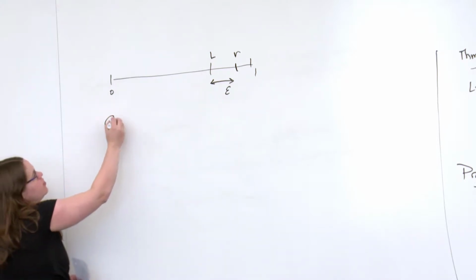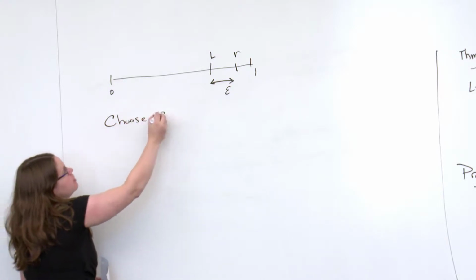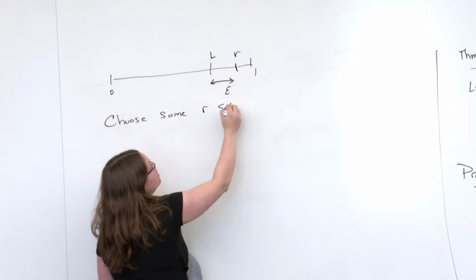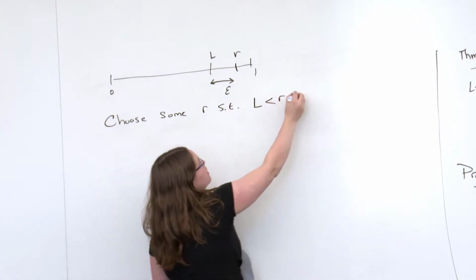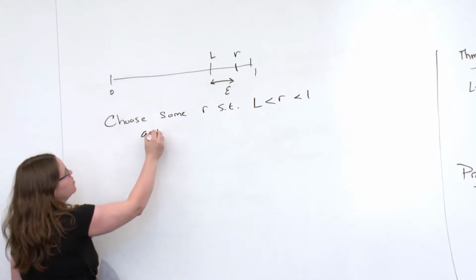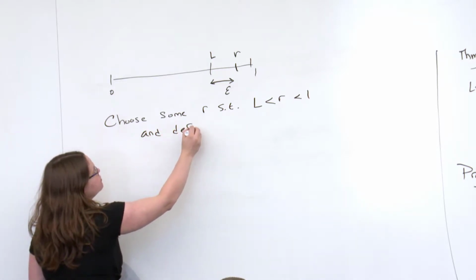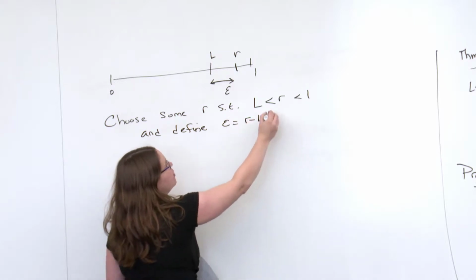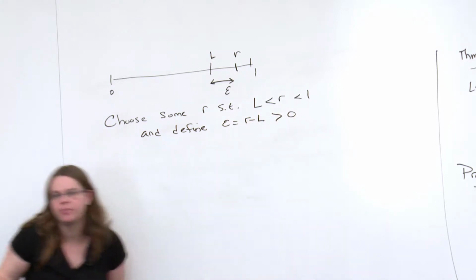Okay, so if we write this precisely, let's choose some R such that it lies between L and 1. And we define epsilon to equal R minus L. And this is a positive number. We need a positive epsilon.